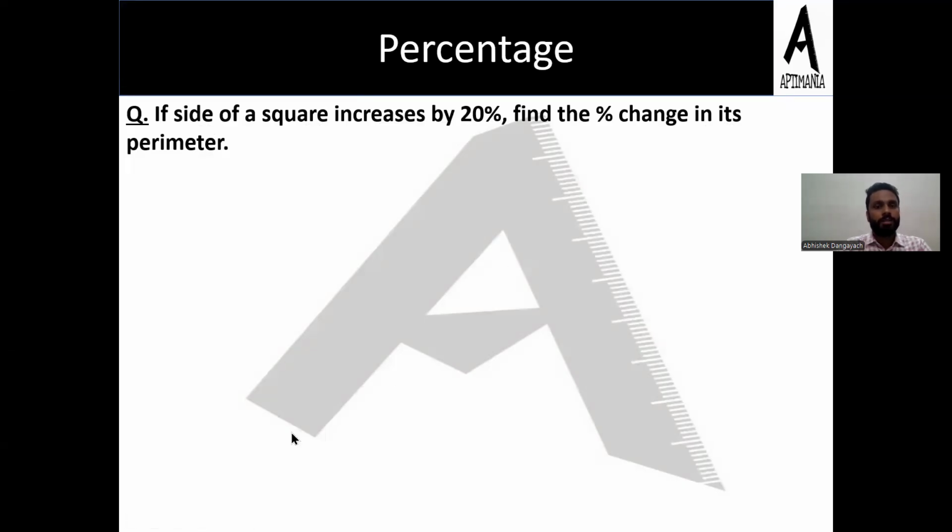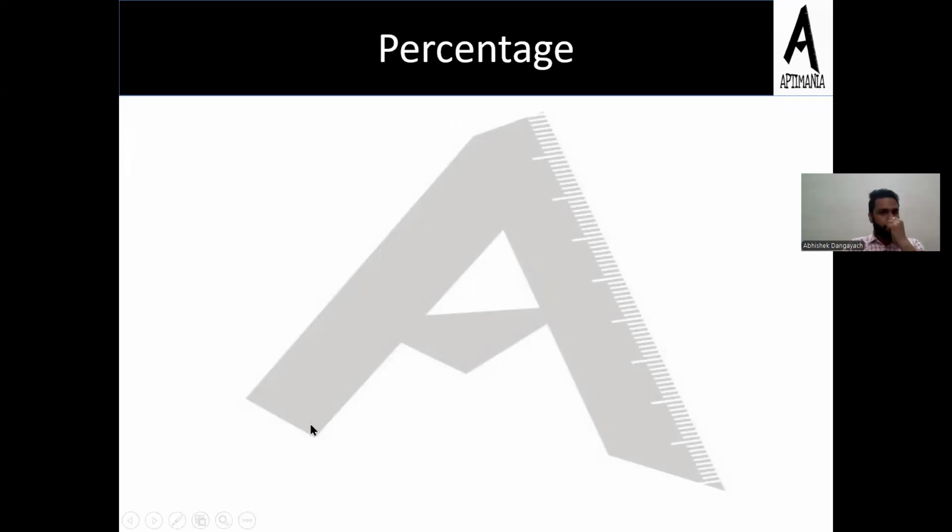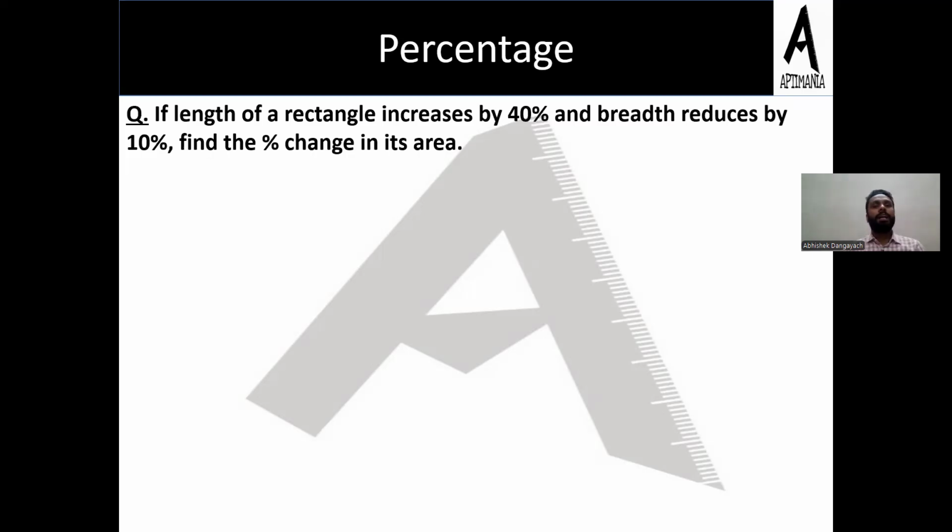Okay. So the next question is on the screen. If length of a rectangle increases by 40% and breadth reduces by 10%, find the percentage change in area. Pause the video, try to solve it, get back and check the answer. So I hope you must have solved the question by now. Let's try to figure it out.